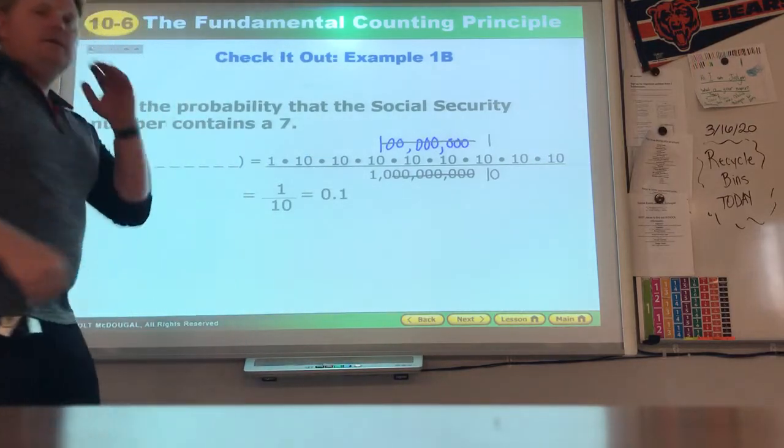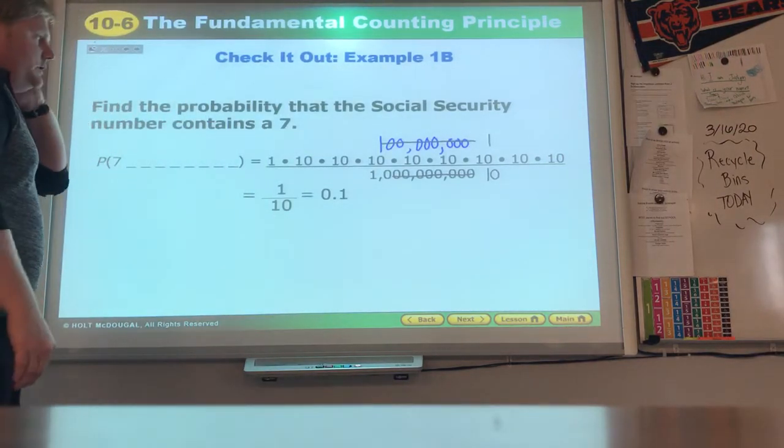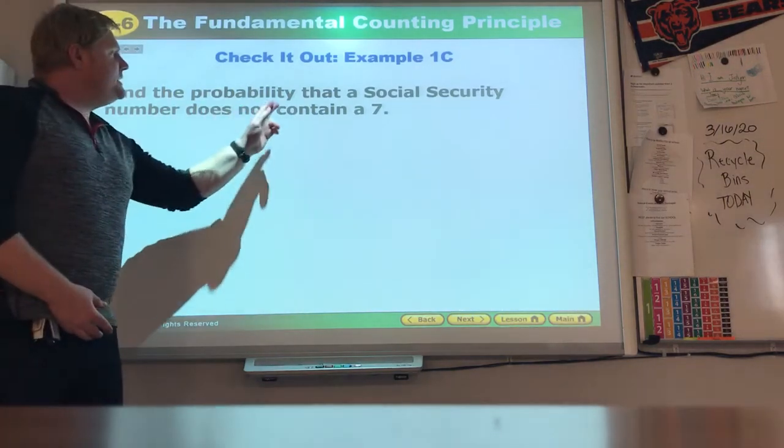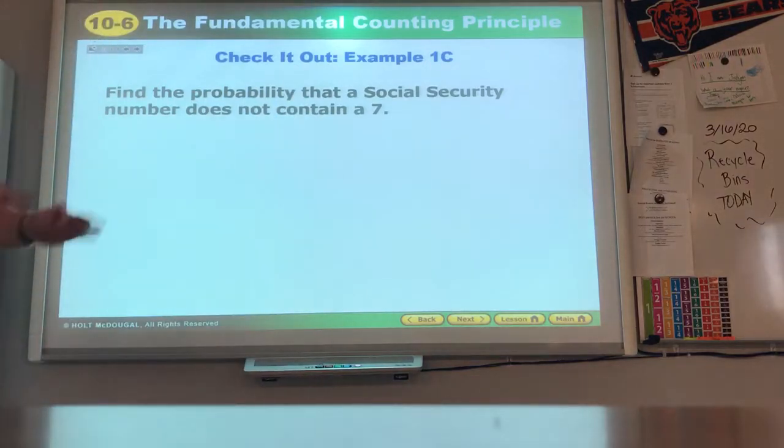Oh, 1/10. So they just simply reduced. That's all they did. Okay. Find the probability that a Social Security number does not contain a 7. Now this one's going to be different. What's the possibility of it not containing a 7?